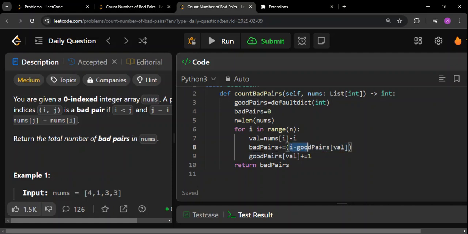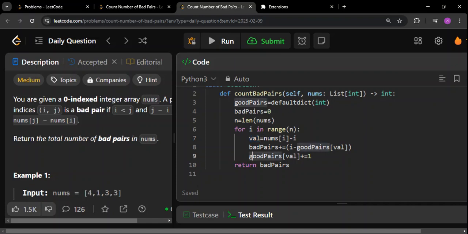So i minus this particular value: i is the total number of pairs, and this is the total number of good pairs. So the total number of pairs minus the total number of good pairs will give us the total number of bad pairs. That is what is being added to the total number of bad pairs. After this is evaluated, only then will this particular value be incremented.